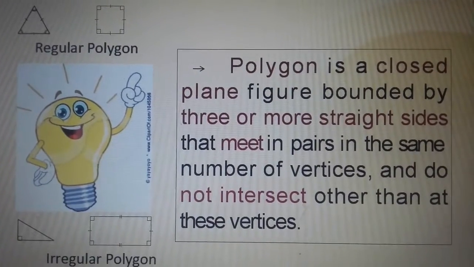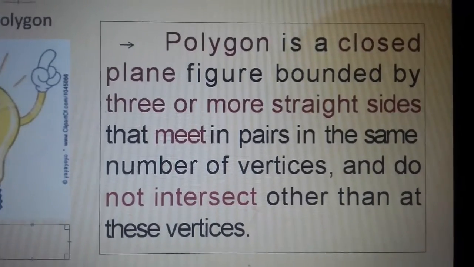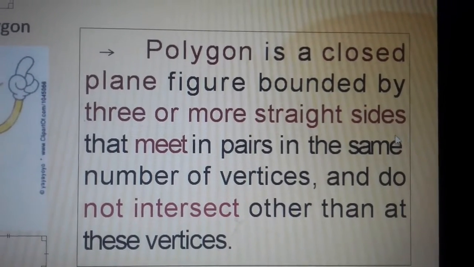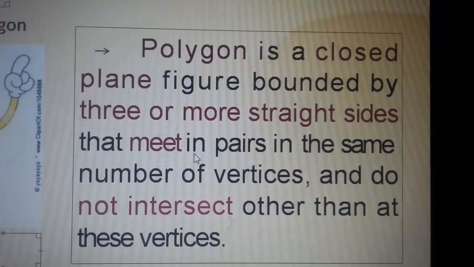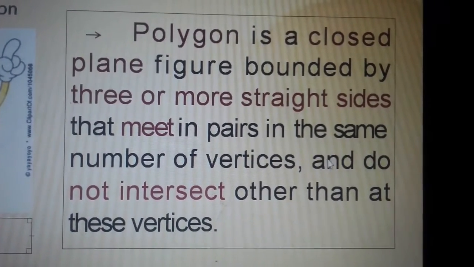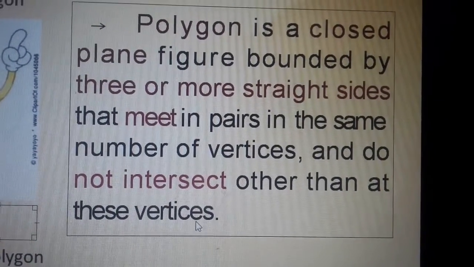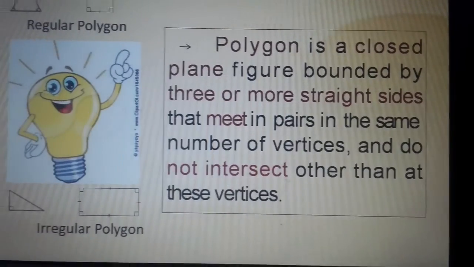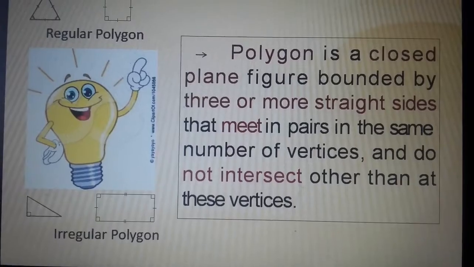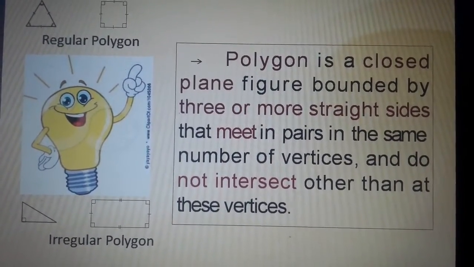Polygons. What do you mean by polygons? A polygon is a closed plane figure bounded by 3 or more straight sides that meet in pairs in the same number of vertices and do not intersect other than at these vertices. So for this polygon, the first point is that it is made of straight lines. There is no intersection for this. It won't cross any place.